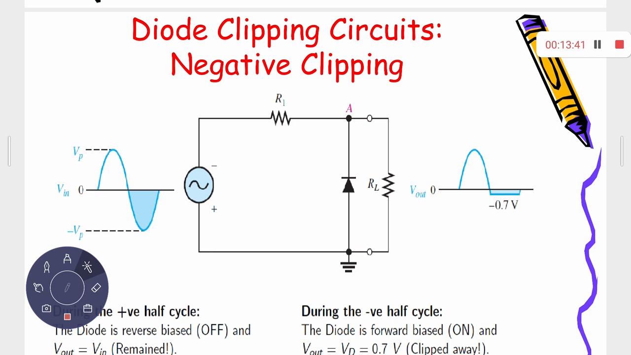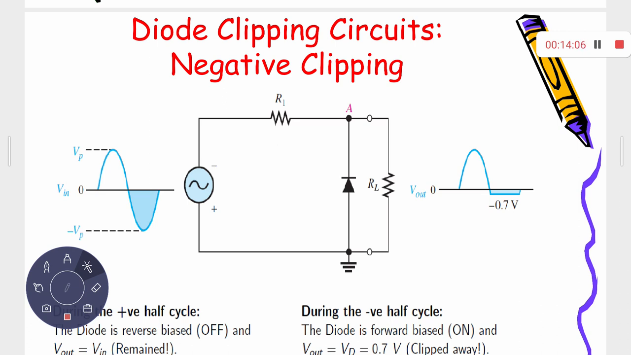So what happens in the positive half cycle? In the positive half cycle, the potential at A is always greater than zero. And here the potential is zero, that means anode voltage is zero, cathode voltage is something greater than zero, whether it is 0.1, 0.2, whatever it will be. So the diode will be off, so obviously the current will flow through this path, and whatever be your input, that will be your output, if I forget about the drop across R1.